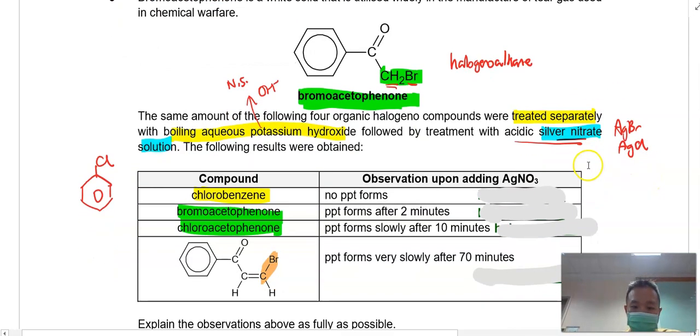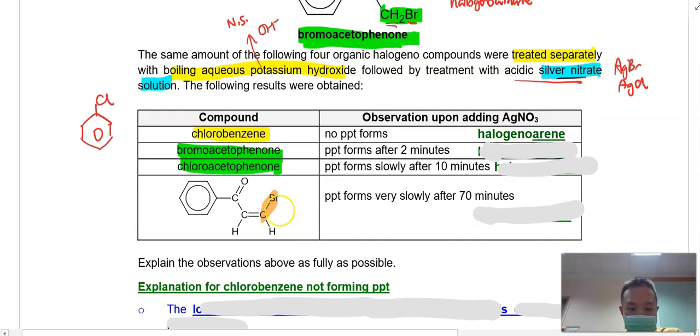Okay, so you can take a look at the context of the question. We have chlorobenzene, bromoacetophenone, chloroacetophenone. These two are essentially the same class of compound, halogenoalkane. And you have different observations. For chlorobenzene, there's no precipitate formed. Why? Because we know it's a halogenoarene. In this case, the Cl atom is bonded directly to a benzene ring carbon, so you see the precipitate forms very slowly or not at all. In the case of bromoacetophenone and chloroacetophenone, they are both halogenoalkanes, as I mentioned earlier, and that's why the precipitate forms quite readily.